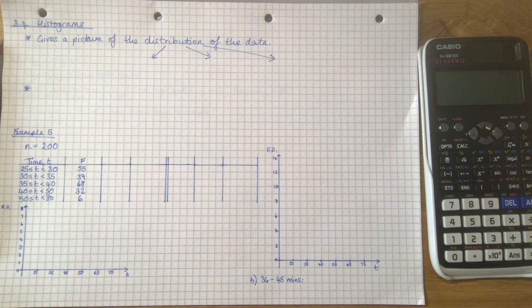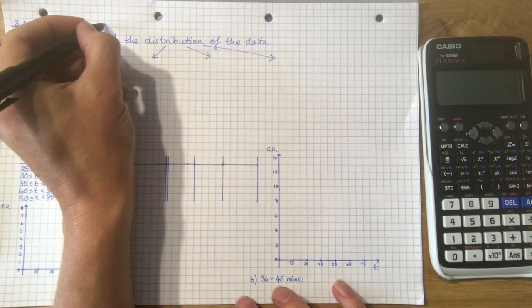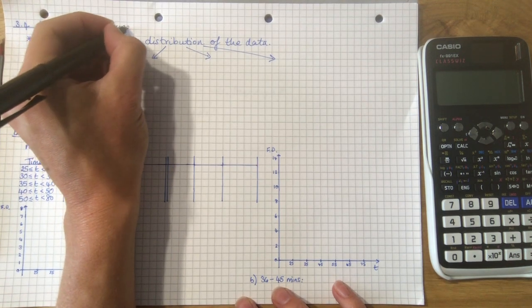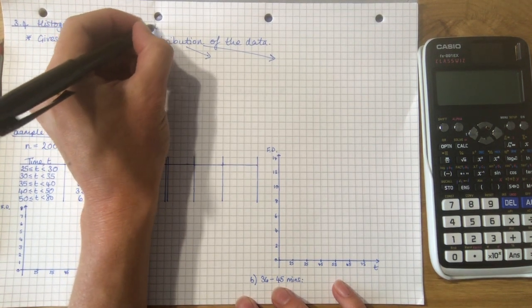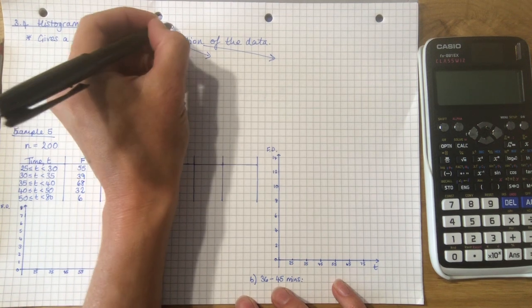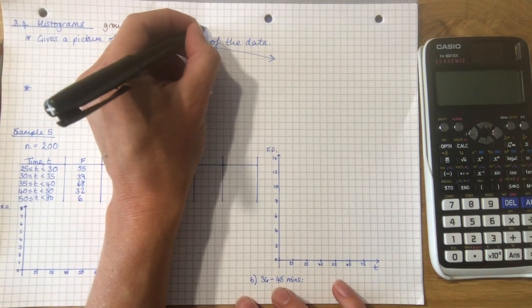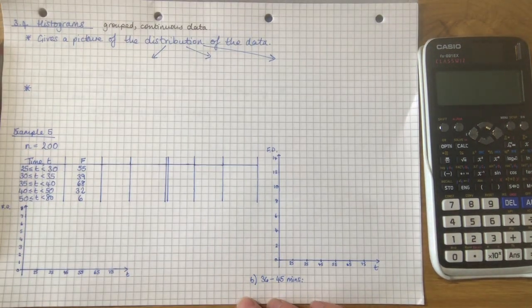In this video we're going to look at another type of graph that's used for grouped continuous data, just like the cumulative frequency graph and the box plots. This one is called the histogram. You did meet this at GCSE, but in a slightly simplified way compared to how we're going to look at it now.